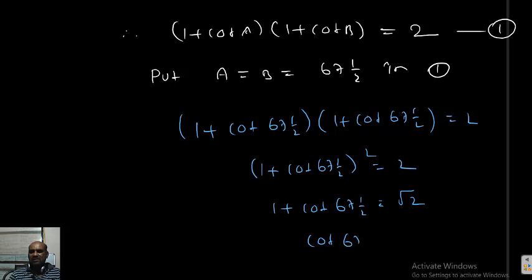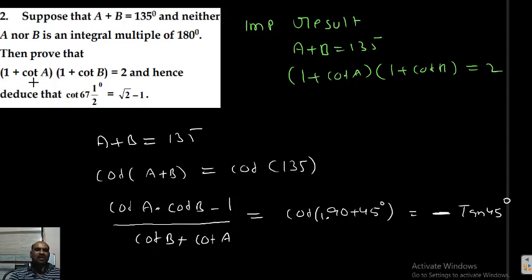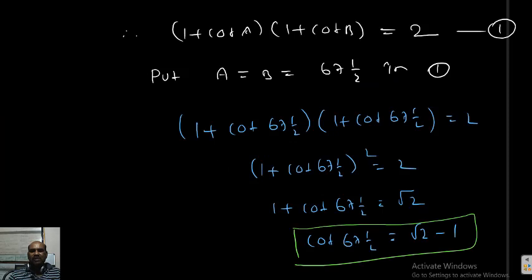Or cot 67.5 degree equal to root 2 minus 1. This one only you want. See the question, students. 1 plus cot A into 1 plus cot B should be put as 2. After that, instead of A and B, I wrote the angle 67.5 degree. Then the value of cot 67.5 degree will get as root 2 minus 1.